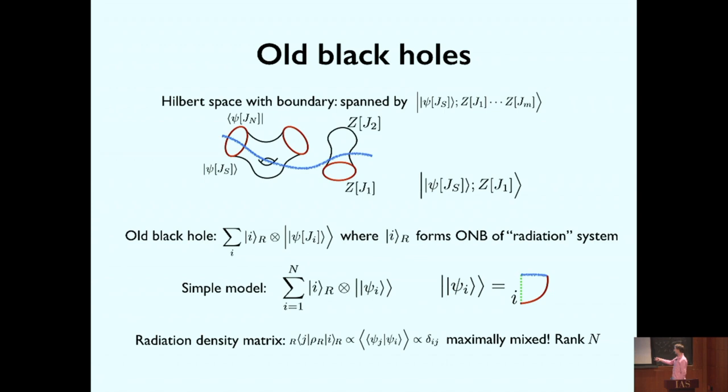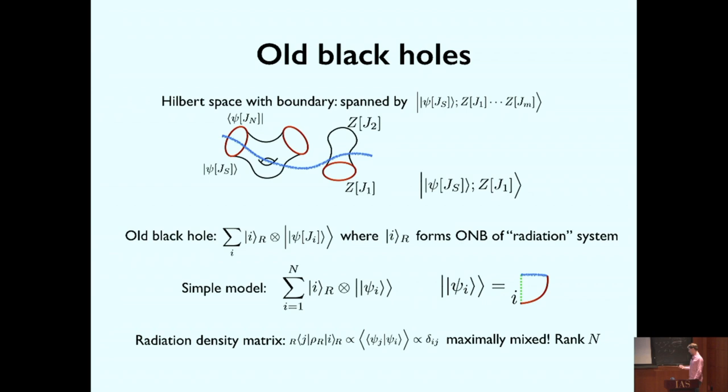So in this model, I can now explicitly compute the radiation density matrix. This is a calculation very similar to one described by Douglas, where you trace out the baby universes, and you're just left with a radiation state, and we can compute what this state looks like. It's the amplitude of psi_I psi_J, one boundary, one interval between branes I and J, which is proportional to delta_IJ. It's the maximally mixed state. It has rank n. It has entropy log n, which could be as big as I like. So this is a problem. This is information loss. Okay.